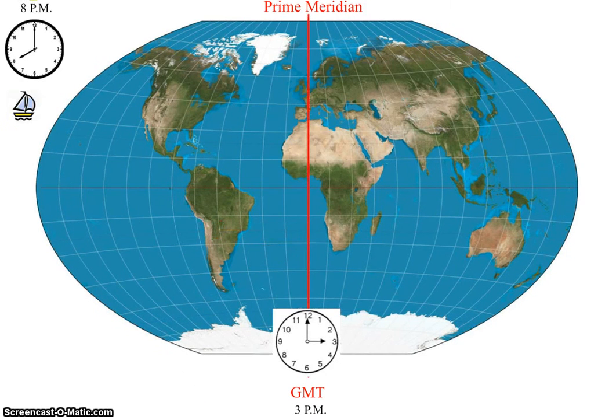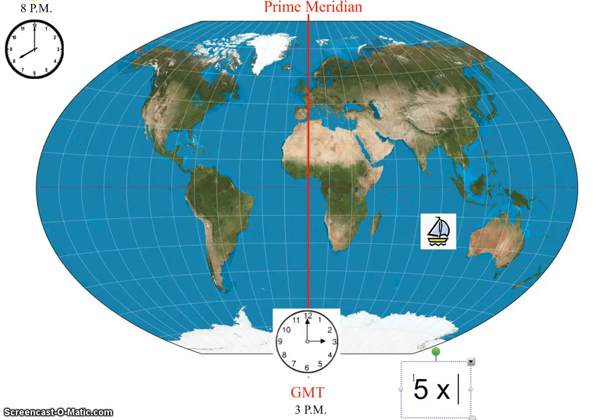Let's try one more. All right. On your ship, it's 8 p.m., 8 o'clock in the evening. In Greenwich, it's only 3 p.m., 3 o'clock in the afternoon. So are we to the east? Are we ahead? Or are we to the west? Are we earlier? Well, we're ahead. It's 8 p.m. So how far ahead are we? Well, from 3 p.m. to 8 p.m. is a 5-hour difference. So we're going to do 5 times 15 degrees, because every time zone is 15 degrees wide. And that's going to give us 75 degrees. And we're ahead. So we're to the east.